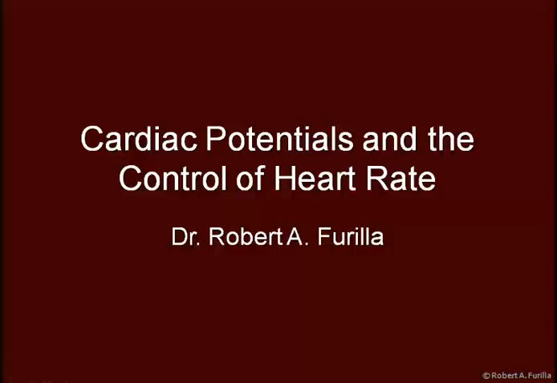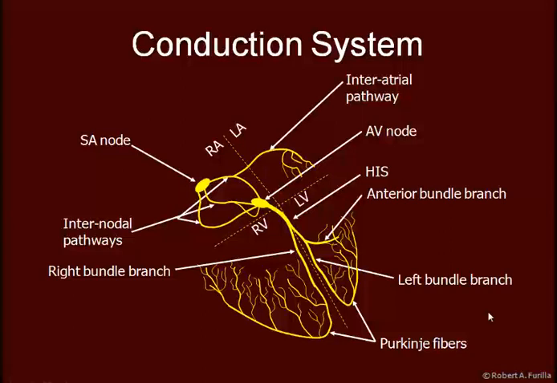In this segment, I'm going to talk about the control of heart rate. The conduction system of the heart is schematized here. We have the SA node located in the upper right quadrant of the right atrium. There are internodal pathways which arrive at the AV, or atrioventricular node, and there are inter-atrial pathways which carry the current from the right atrium to the left atrium.